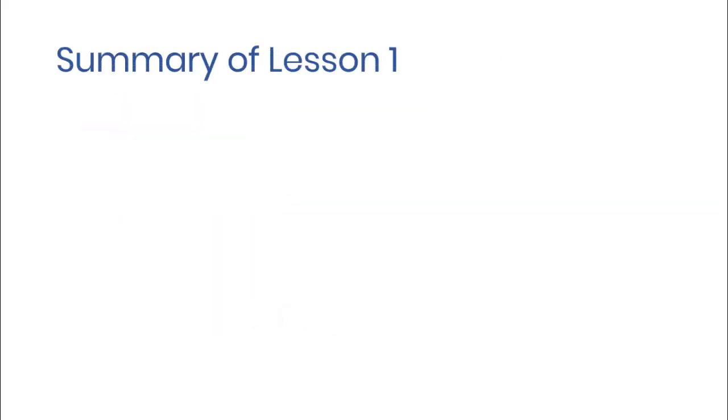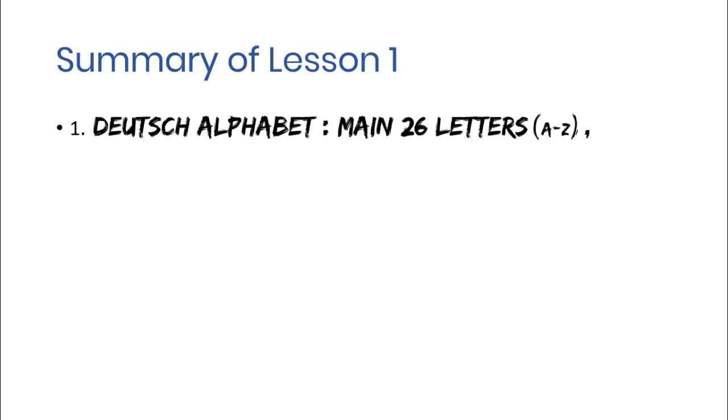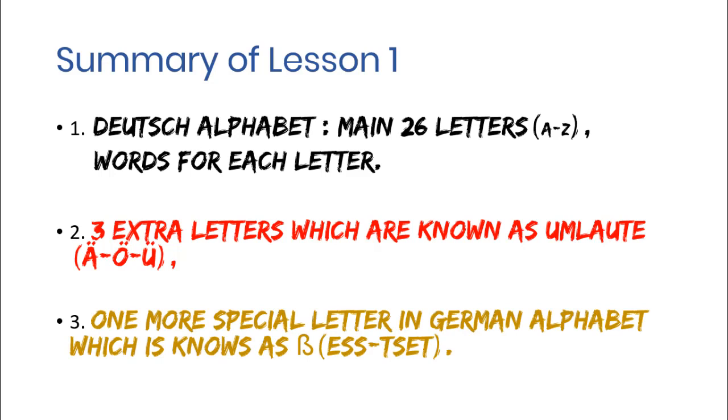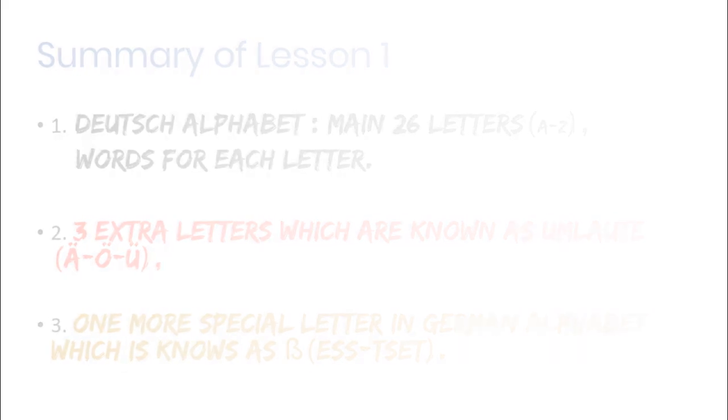First of all, we are going to watch the summary of Lesson 1. Firstly, we are going to learn the Deutsch alphabet, the main 26 letters and words for each letter. Secondly, we're going to learn 3 extra letters, which are known as umlaute. And last of all, one more special letter in the German alphabet, which is known as Eszett. So first of all, we're going to start with the alphabet.